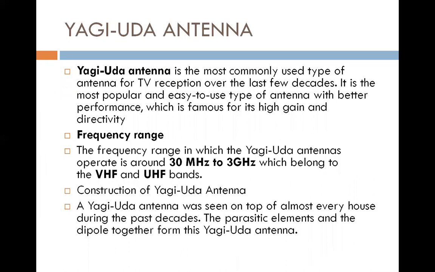The Yagi antenna is the most commonly used type of antenna for TV reception over the last few decades. It is the most popular and easy to use type of antenna with better performance, which is famous for its high gain and directivity. Now, frequency range: it is operated around 30 megahertz to 3 gigahertz, which belongs to the very high frequency and ultra high frequency range. The Yagi antenna was seen on top of almost every house during the past decade. The parasitic elements and the dipole together form this Yagi Uda antenna.